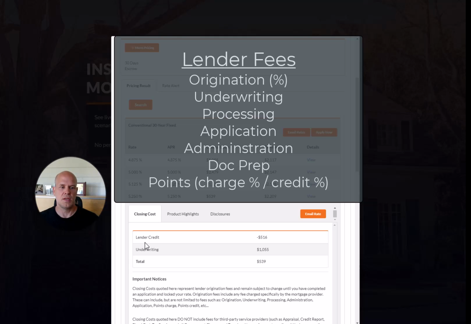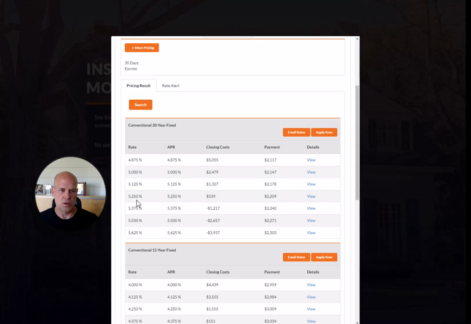So one other fee that shows up is what you probably heard about before, points. So points are a percentage of the loan amount, okay? And they can be a positive percentage, meaning it's an additional charge to you to get that rate, or they might show up as a credit. So right here, it's showing up as a credit. So another name for this would be points, kind of points credit. But we typically just call it a lender credit, okay? So 5.25 has fees of $539 for our scenario today.